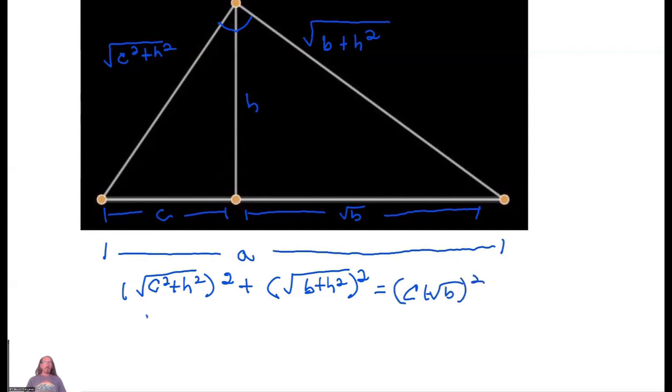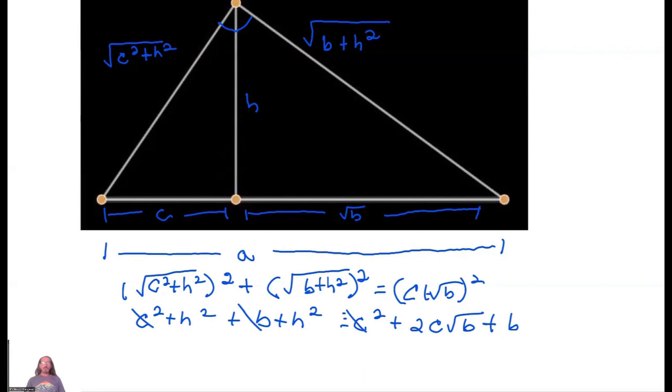Okay, so cancellation on the left-hand side. C squared plus H squared plus B plus H squared. On the right-hand side, C squared plus 2C square root of B, plus the square root of B squared. That'll be B. Canceling C squareds and B's from both sides. We combine the like terms here to get 2H squared equals 2C square root of B. Divide both sides by 2.